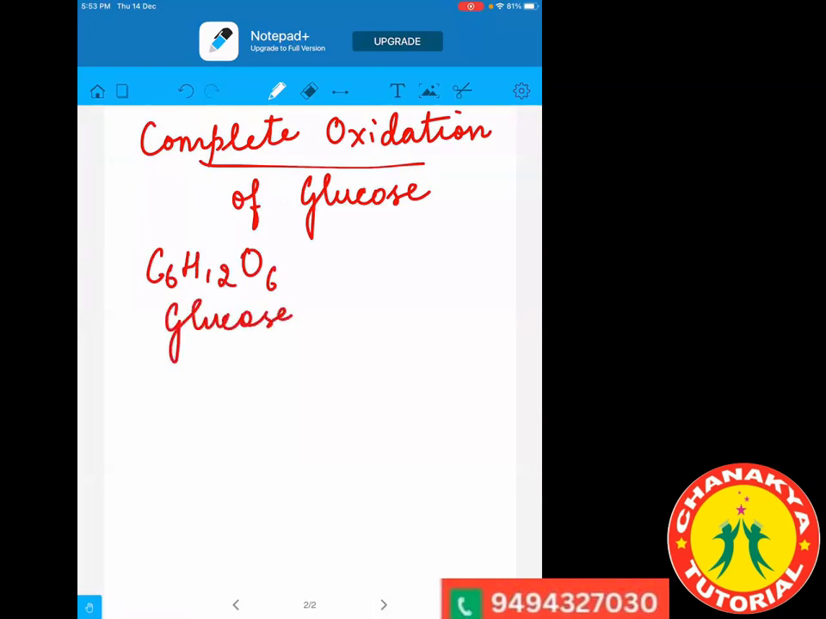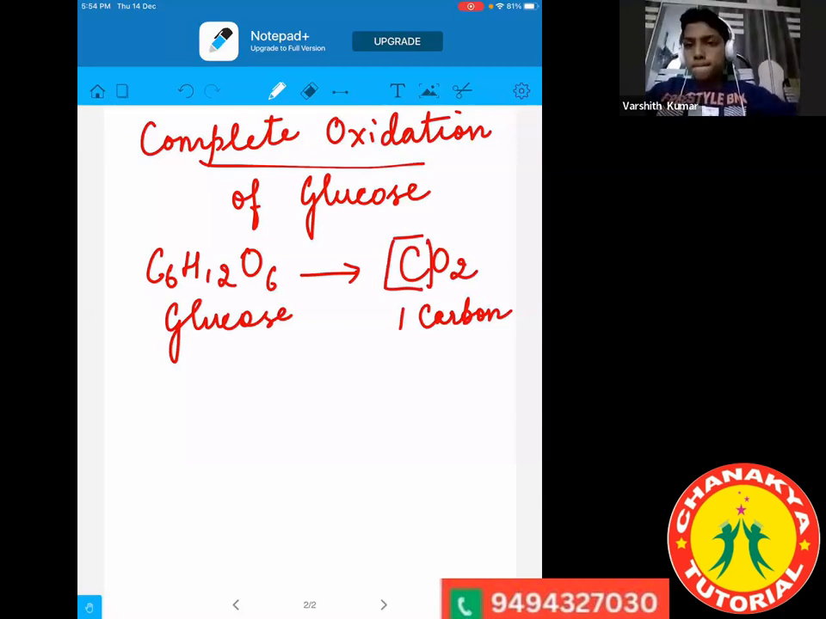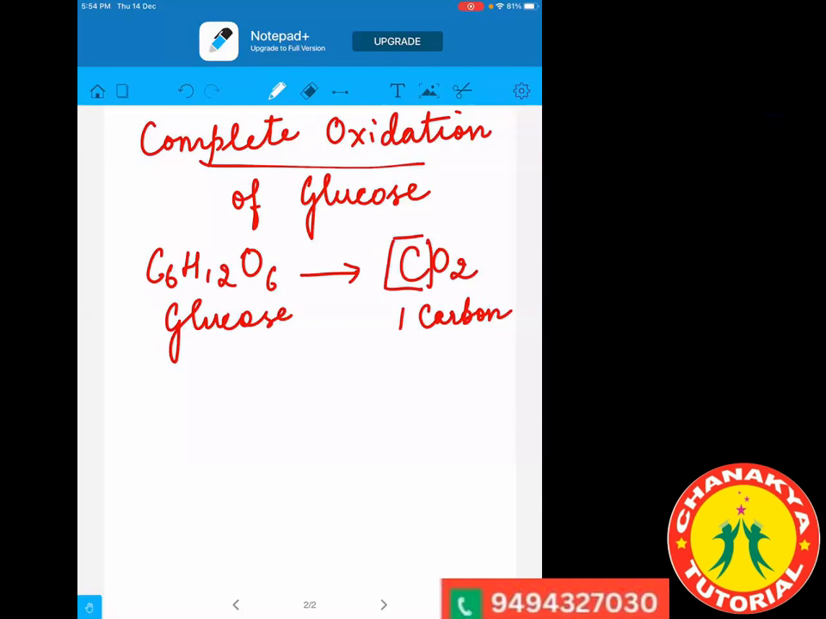Now, in the statement, it was said that complete oxidation of glucose happens in the case of aerobic respiration, which means this glucose will be completely broken down into a substance that will have only one atom of what? One atom of carbon. So in the case of aerobic, it gets broken down into CO2. Now, CO2 has how many carbons? One, right? That is why we say it is complete oxidation.